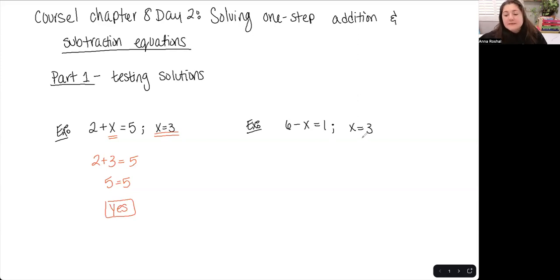equation. Sometimes, however, it won't work. So for example, we have x equals 3 for this equation. We're going to replace this x with 3. And we're going to do 6 minus 3 equals 1. Well, in fact, I know that 6 minus 3 is actually 3. And so 3 does not equal 1. And since it doesn't equal 1, we're just going to write, no, this is not a solution.